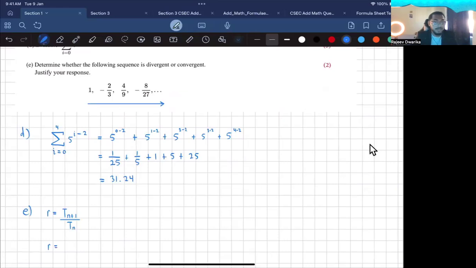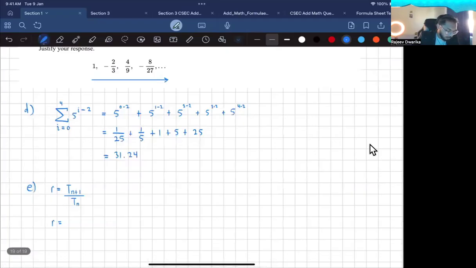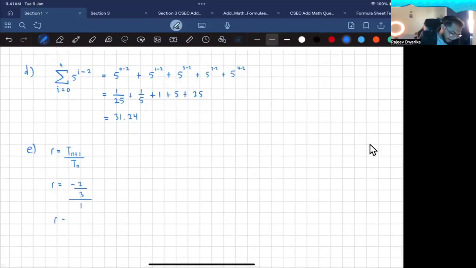So, Aliyah, anytime you have a GP, you divide successive terms. So I will divide the second term by the first term, the third term by the second term, the fourth term by the third term. That's what you would do. So what's the second term? Minus 2/3. And what's the first term? 1. So minus 2/3 divided by 1 is minus 2/3. Right.